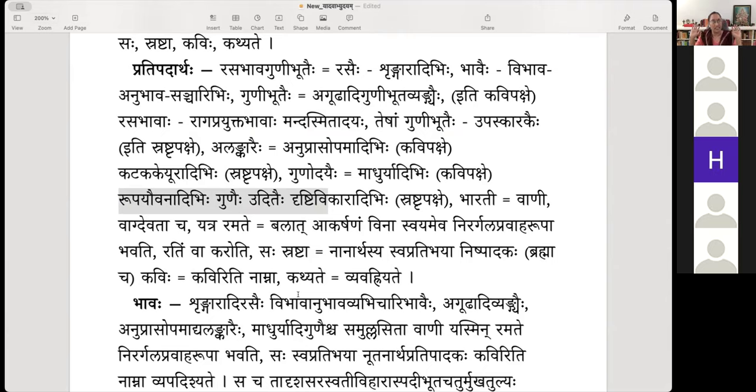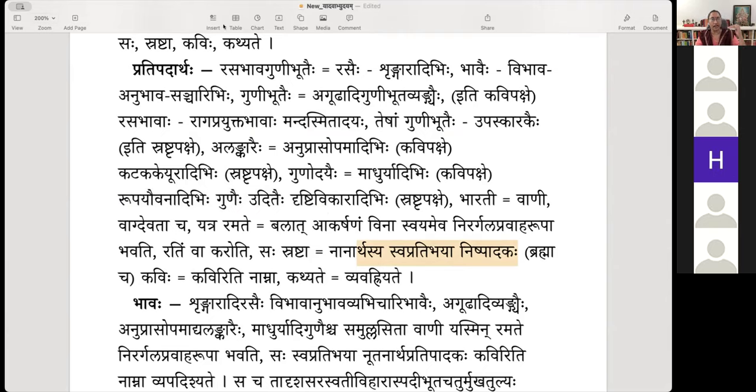How is a kavi a srashta? He doesn't use the word eva in the shloka, because once you use the word eva, then it becomes rupakalankara. You are reduced to that vachyartha level. But here he says, sa kavihi srashta bhavati. Srashta is a word that will go as Brahma in srashtrupaksham. And for kavi, you take it as nanarthasya svapratibhaya nishpadakaha, a person who is able to create different kinds of poetry works using his pratibha.